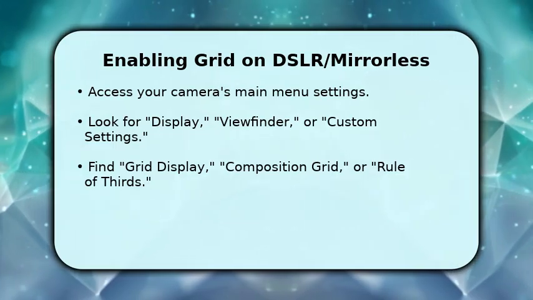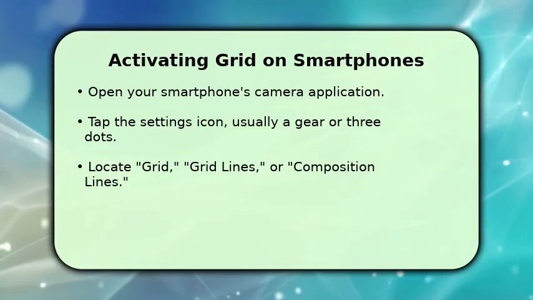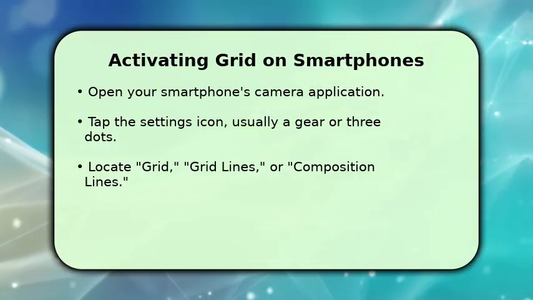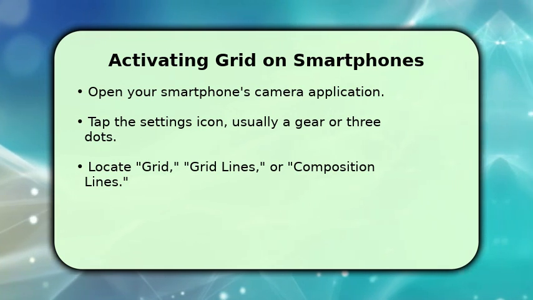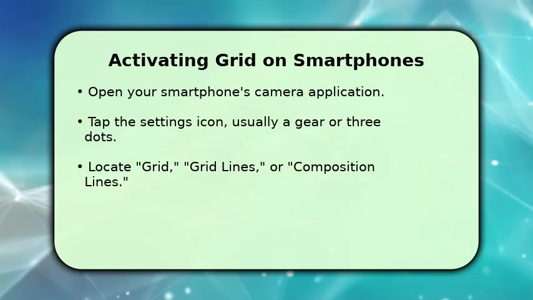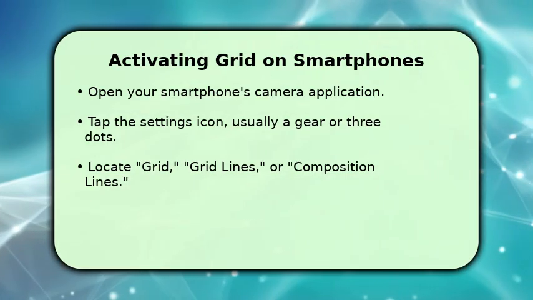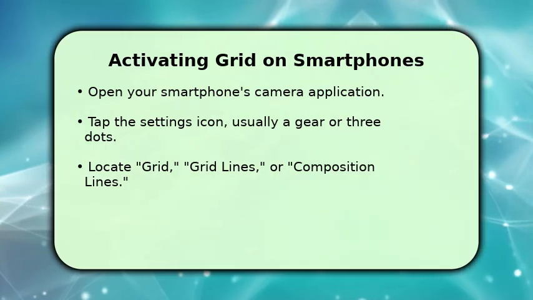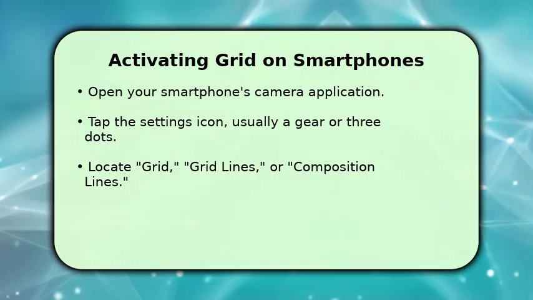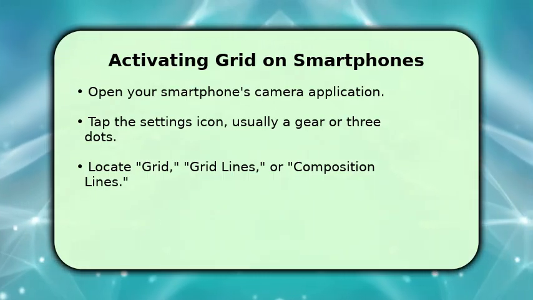your electronic viewfinder. Activating the grid on your smartphone is usually very straightforward. First, open your device's native camera application. Then, look for the settings icon, which often appears as a small gear or 3 dots. Within the settings menu, you should find an option labeled Grid, Grid Lines, or Composition Lines. Simply tap to toggle this feature to the on position and you'll see the lines appear.